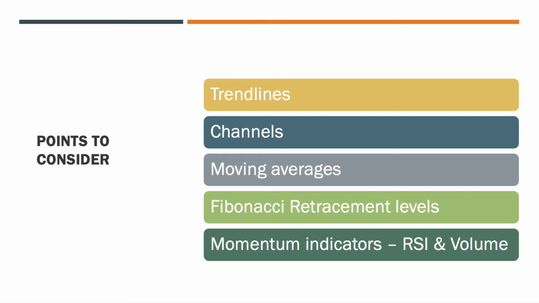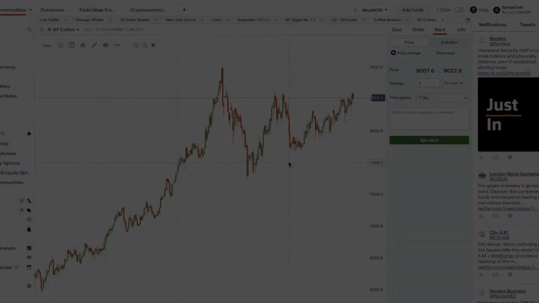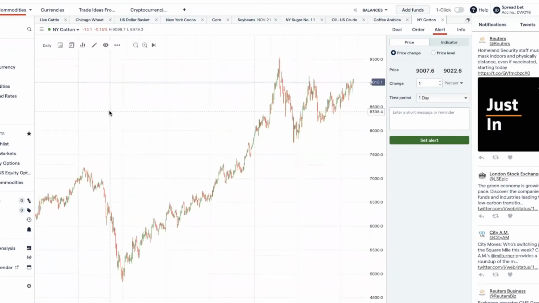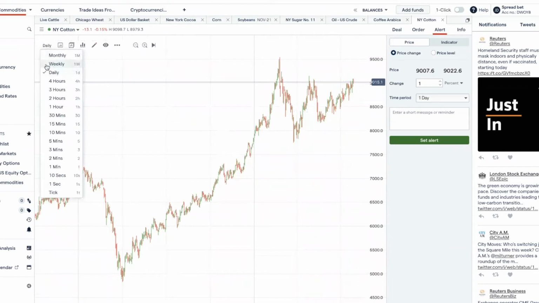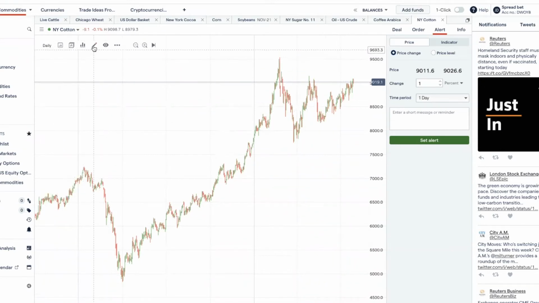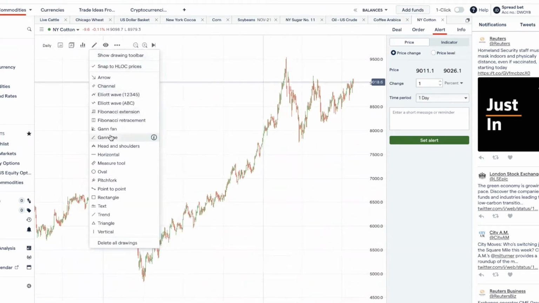We'll be going through each one step by step in an easy and quick to use tutorial on how to get a snapshot of the technical picture for a given market. Okay, so step one is to identify the trend lines. We're using the daily chart here, so daily candlesticks.